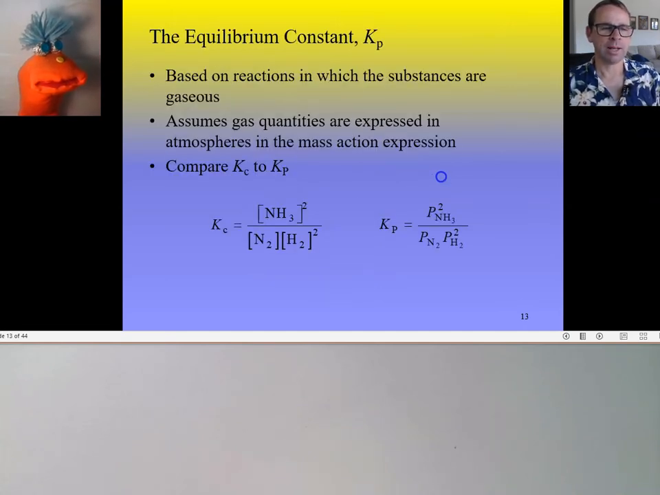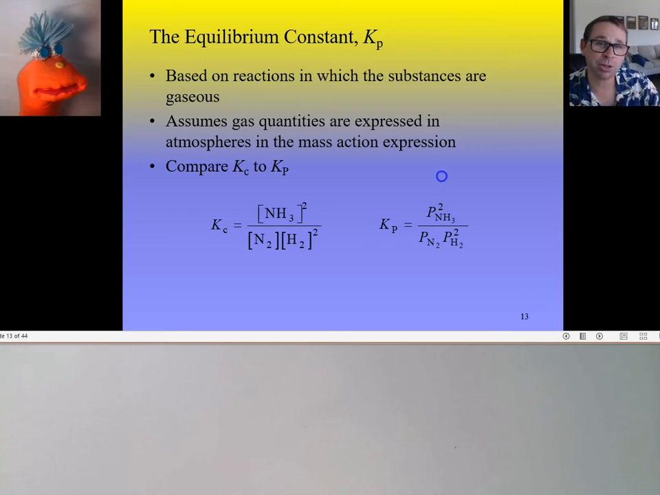So, under gaseous conditions, as we talked about in chapter 11, gases can be expressed in terms of their volumes. They can also be expressed in terms of their pressures if we're talking about a fixed volume for our reactions. So we can express a K, an equilibrium expression, in terms of concentration in molarity, or in terms of pressure.